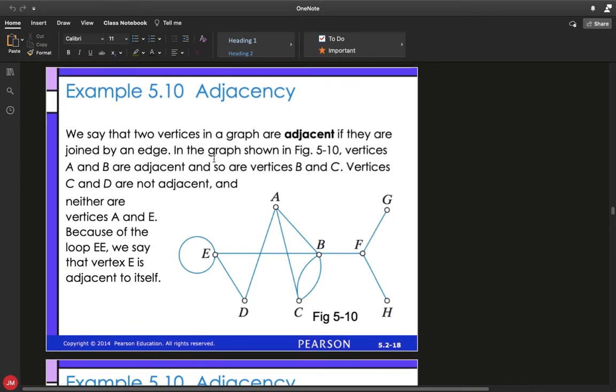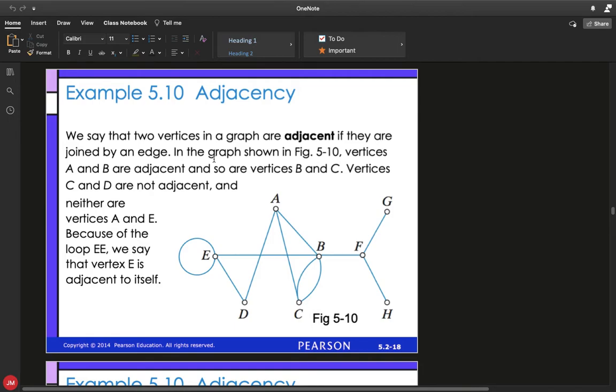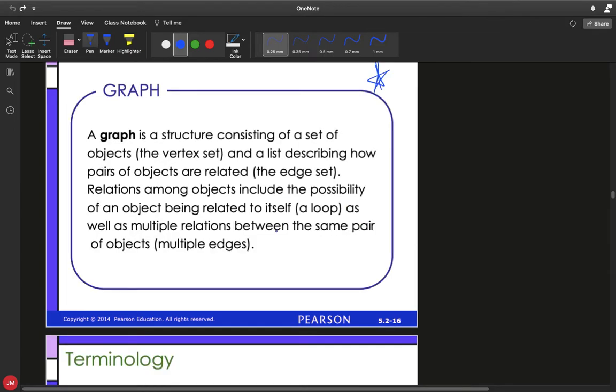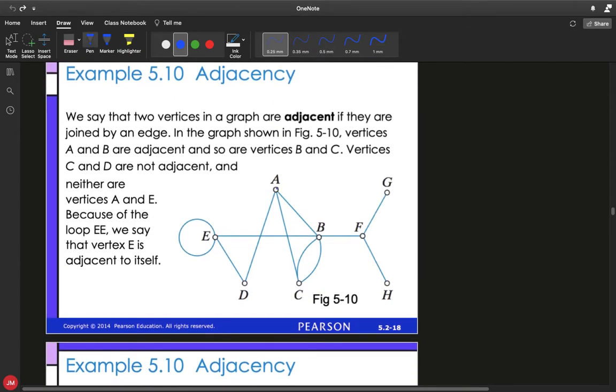Okay, so with adjacency, here is what we mean by two vertices are adjacent. We say that two vertices are adjacent if they are joined by an edge. So an example of that would be that vertex A is adjacent to vertex B because those are connected by this edge right here. We could also say that A is adjacent to C because, again, those are connected right here.